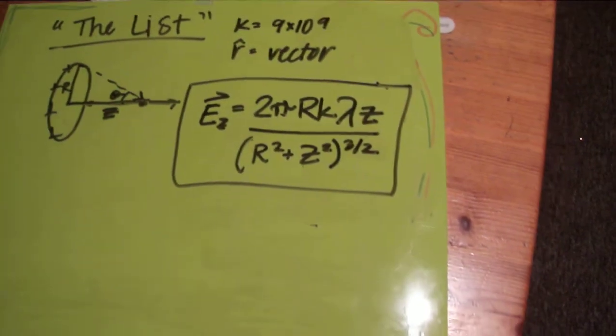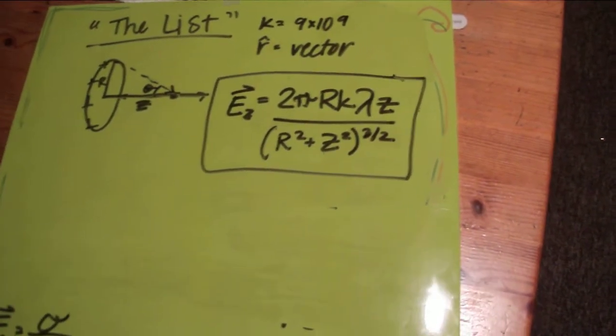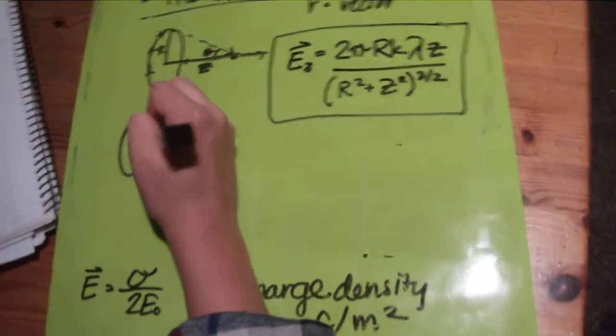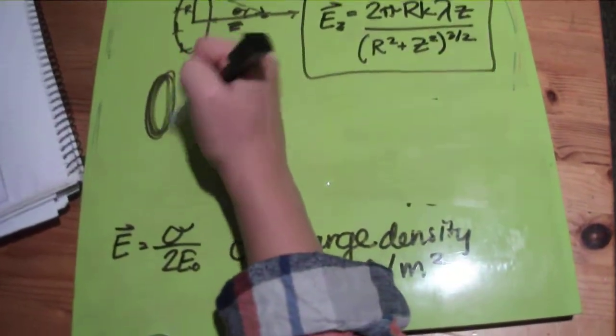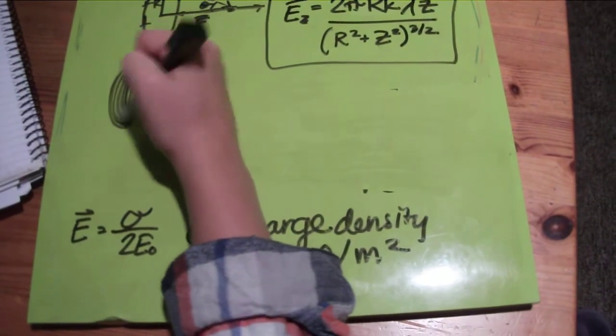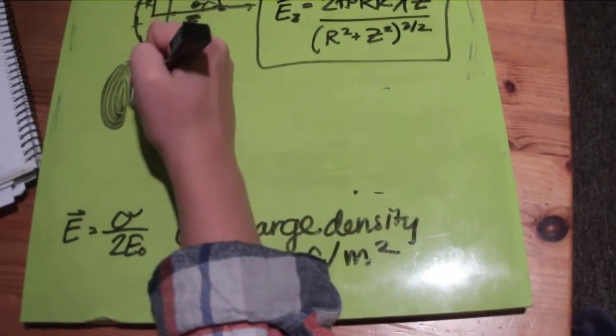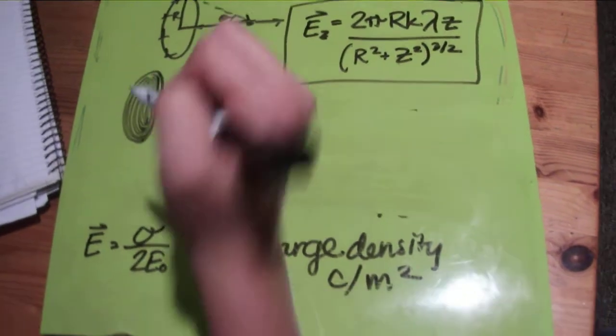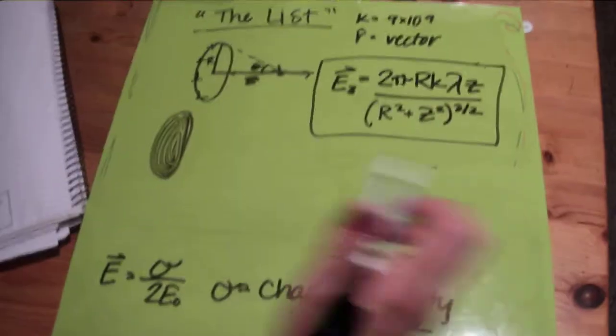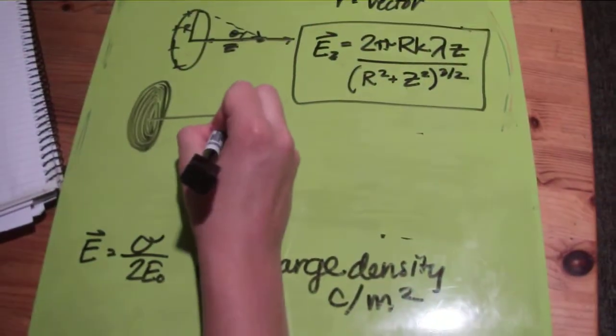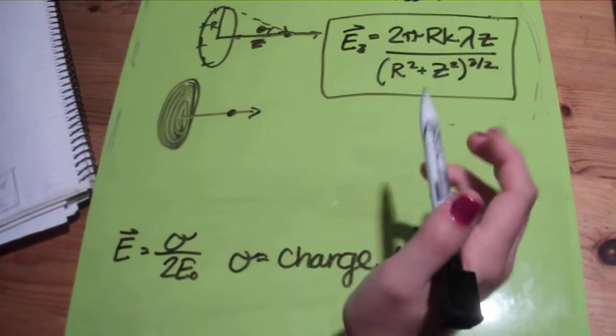And then last but not least, a disc. So a disc is just like a ring, but it's an infinite amount of rings, basically. Not an infinite, but a lot of rings in a solid disc. And the same concept applies. This is Z, a point here.